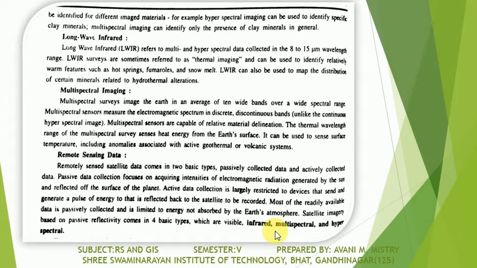Then multispectral imaging. Multispectral surveys image the earth in an average of 10 wide bands over a wide spectral range. Multispectral sensors measure the electromagnetic spectrum in discrete discontinuous bands. Unlike the continuous hyperspectral image, the multispectral sensors are capable of relative material delineation. The thermal wavelength range of the multispectral survey senses heat energy from the Earth's surface, and it can be used to sense the surface temperature, including the anomalies associated with active geothermal and volcanic systems.